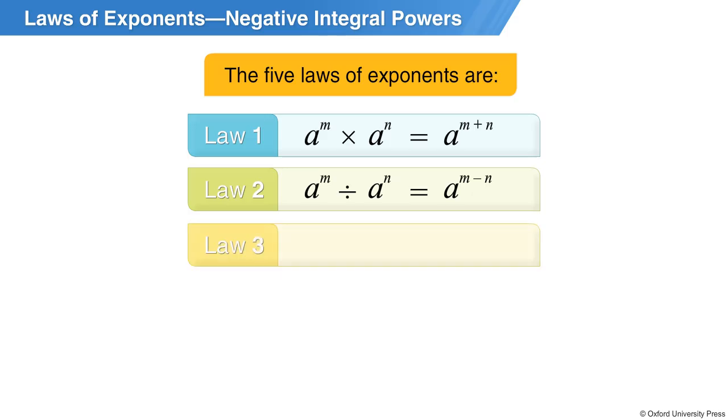The third law states that a raised to the power m raised to the power n equals a raised to the power product of m and n.